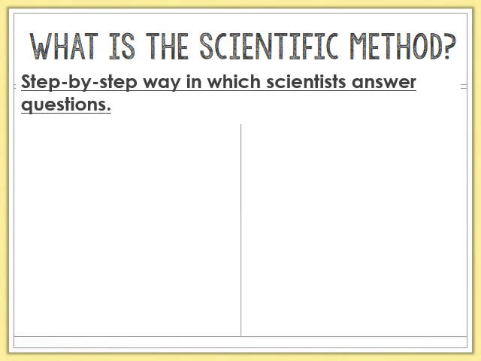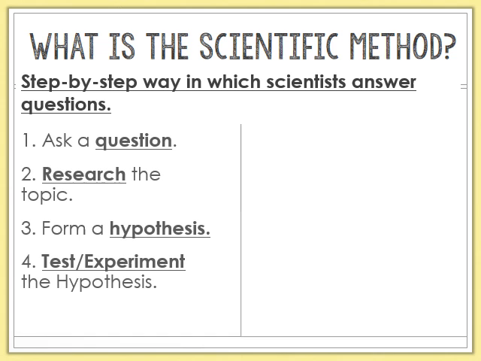So, what is the scientific method? It is a step-by-step way in which scientists answer questions. The first thing you have to do is ask a question. Once you ask a question, you can research the topic. This can be by going to the internet, by reading the back of a label, contacting representatives, or going to experts. There's a lot of different ways that you can research, and you will be doing many different ways of researching in this class this year.